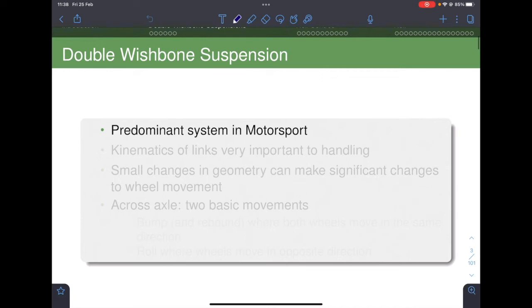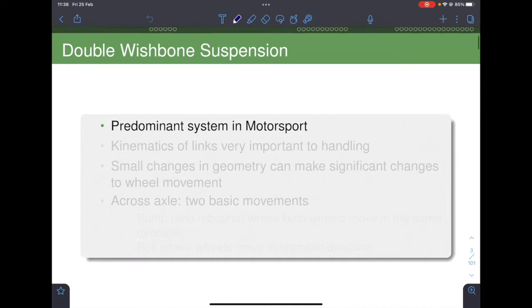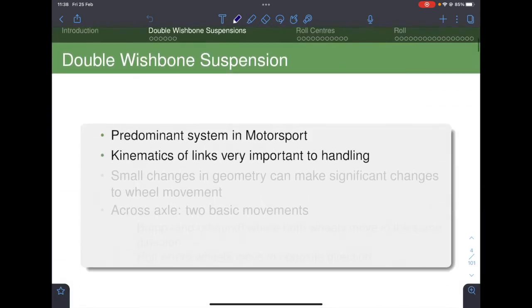So first off, double wishbone suspension. It's the predominant system used in motorsport. One of the big advantages is the fact that the kinematics of the links is very important to handling. Like I said, the way the lengths of the links and the way they are orientated can make big differences to how the vehicle performs in corners.